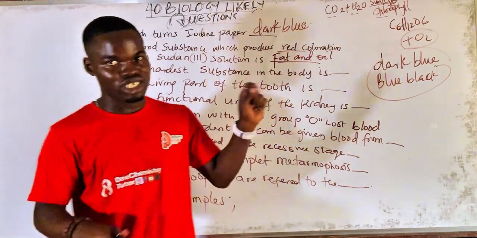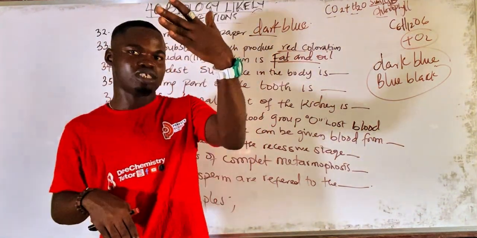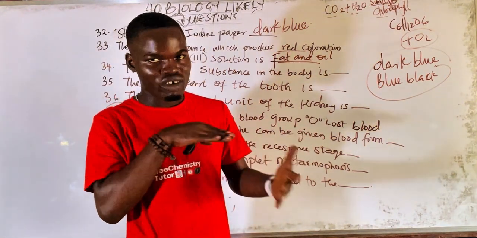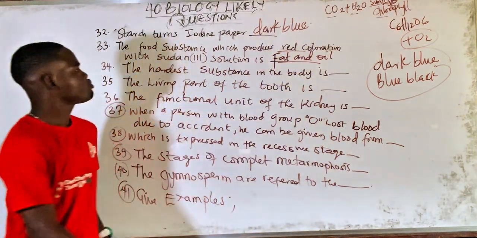So go to your kitchen, bring that oil, put it on a paper and check through it. Instant. You see that translucency, which tests for what? Fat and oil. You see that these things are something you can even test now. So, alright, that is that.